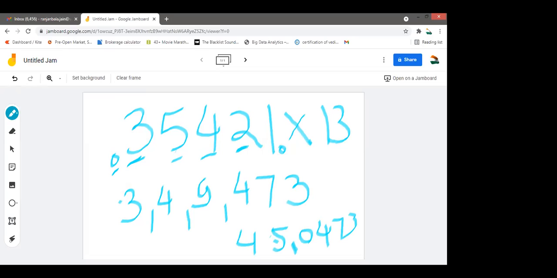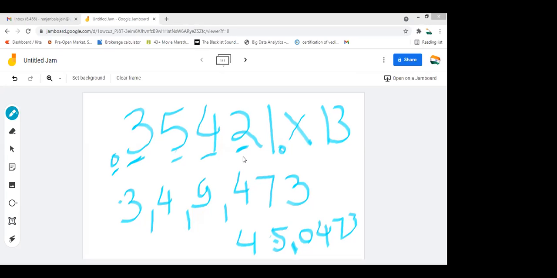Let me see how many of you have done. 460. No, no, no. Mistake. Yes, Mishika is correct. 460473. Right, Mishika. Clear. So that's okay. I hope the things are clear.